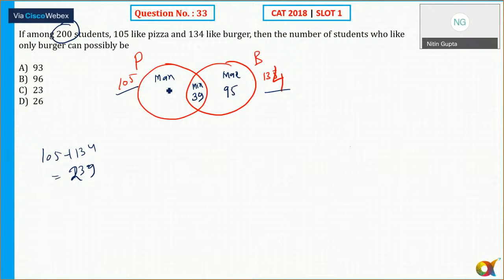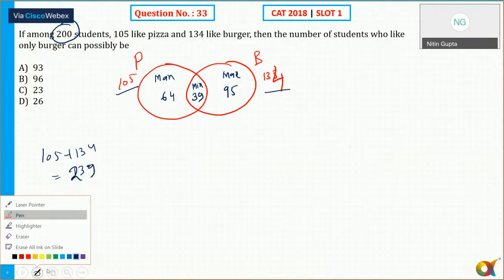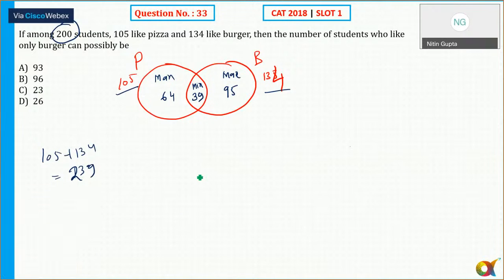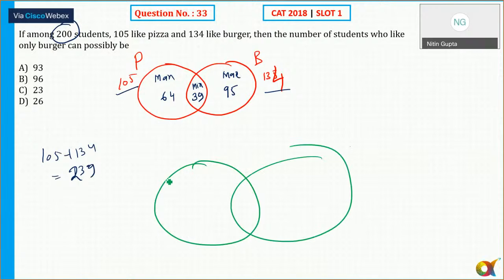And 105 minus 39 is equal to 66. That's it. Now, similarly, we have to find out the other case also, for pizza and burger, 105 and 134.